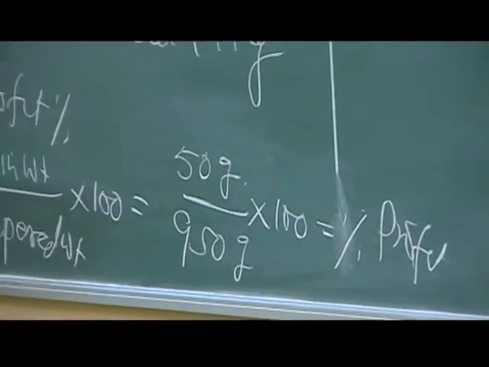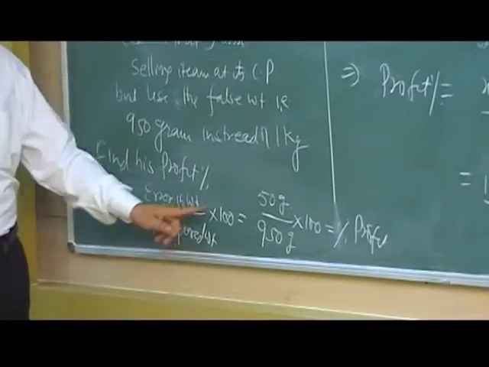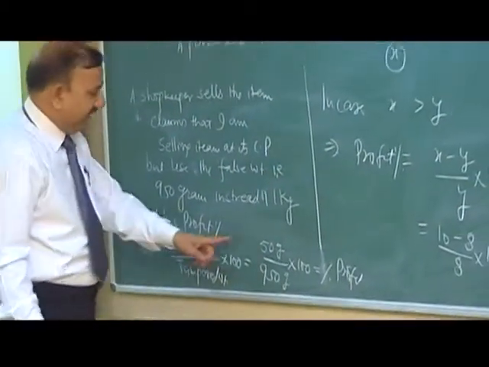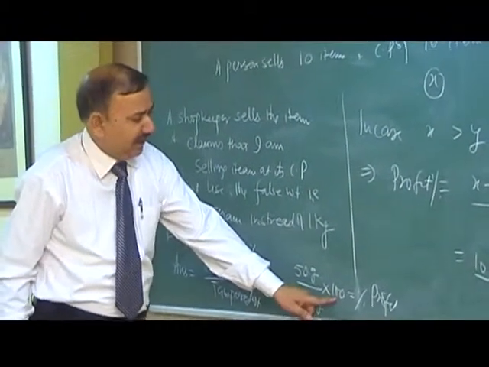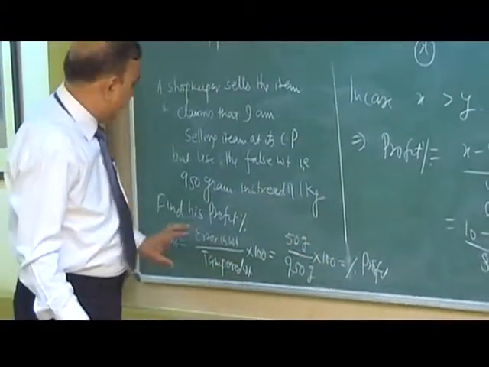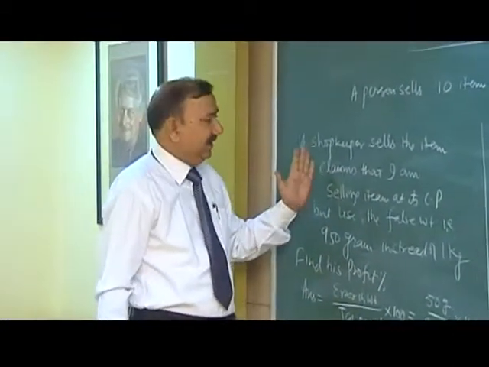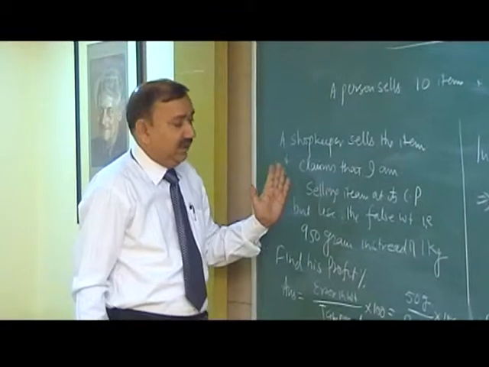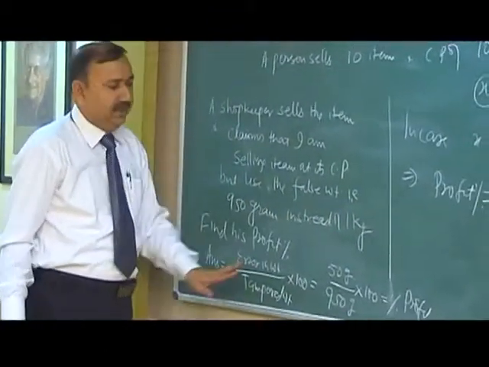So this is the easy way to calculate such questions: error divided by the tempered weight into 100. He has an error of 50 gram, 950 is the total weight, and into 100 means we are calculating the percentage. This is the way to get the answer of such questions. When a shopkeeper claims that he is selling the item at cost price, but he is cheating using 950 gram instead of 1 kg, this way we can get the answer.